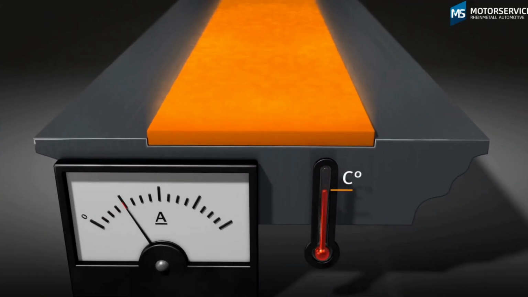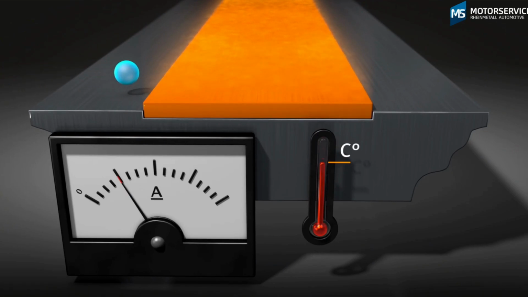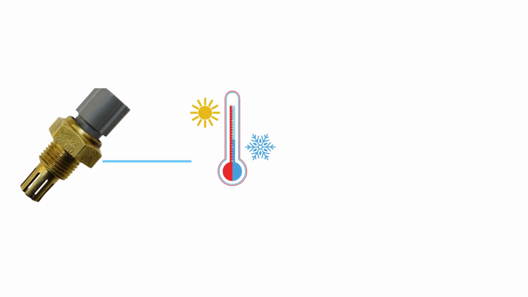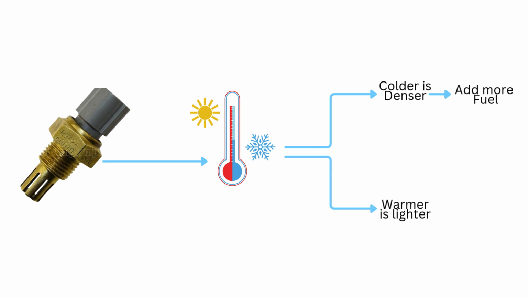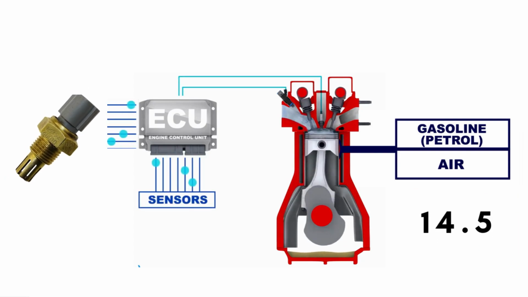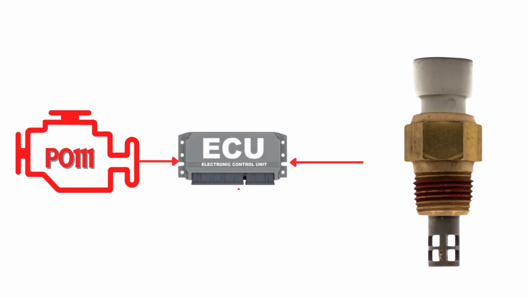The ECU constantly monitors this changing signal and uses it to fine-tune fuel delivery, ignition timing, and the air-fuel mixture. Since colder, denser air contains more oxygen, the ECU adds more fuel. Warmer, less dense air needs less fuel. These continuous adjustments allow the engine to run efficiently in cold weather, hot weather, and everything in between. The P0111 trouble code is triggered when the ECU detects that the IAT sensor signal is outside the expected range, either too high or too low, or behaving in a way that doesn't match normal operating conditions.